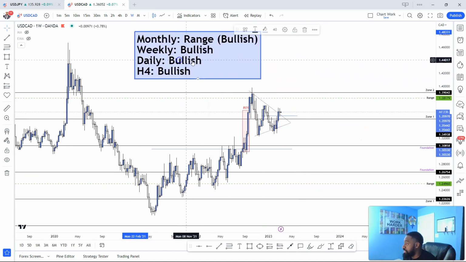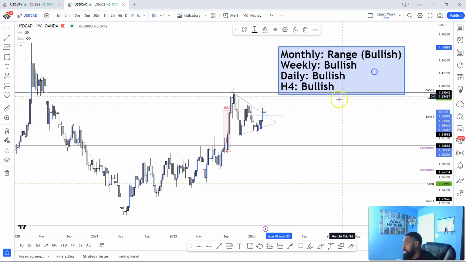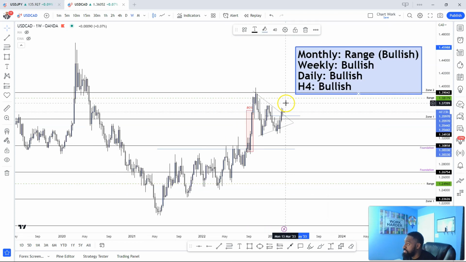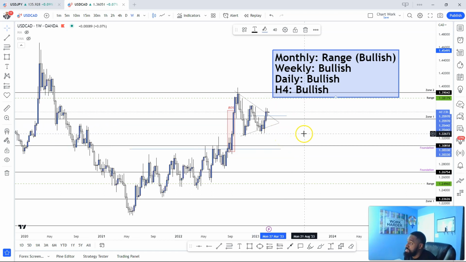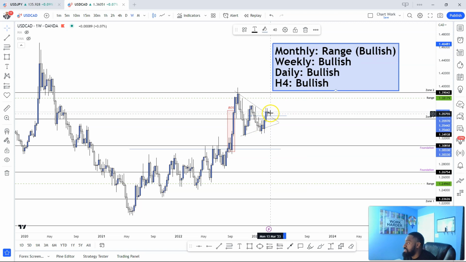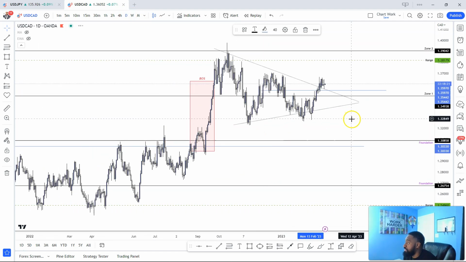Now what we're waiting for is for price to come out and break this triangle, which could be tricky, and that's why I haven't traded USD CAD in a couple of weeks, because you just don't want to get stuck in this consolidation. It could come back down and hit all the way until this peak right here. But weekly, definitely bullish. Let's go to the daily and see what's going on.